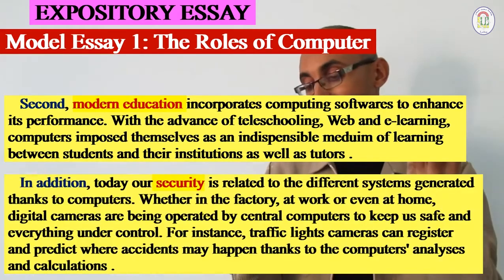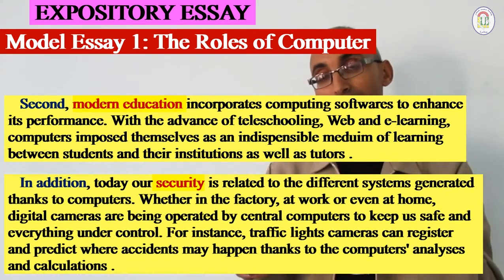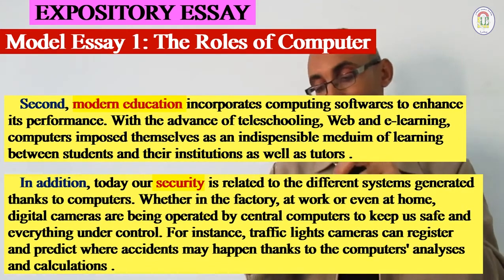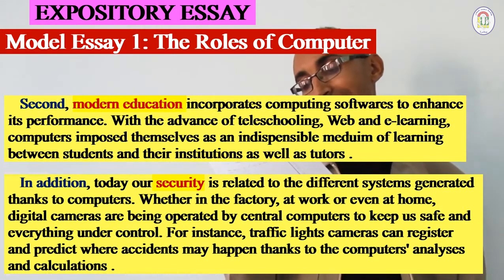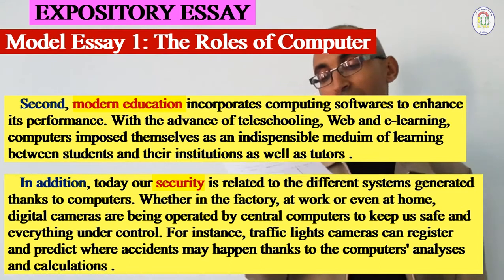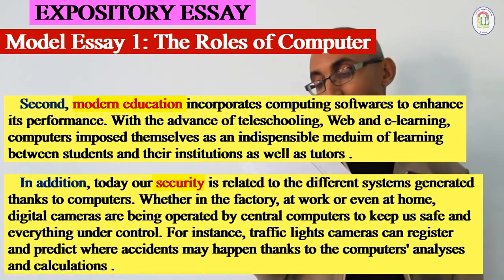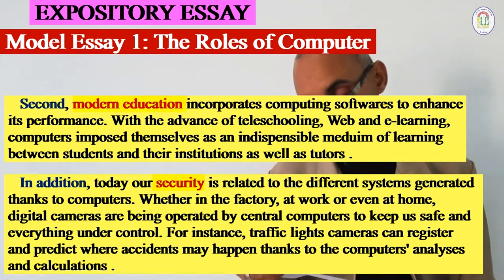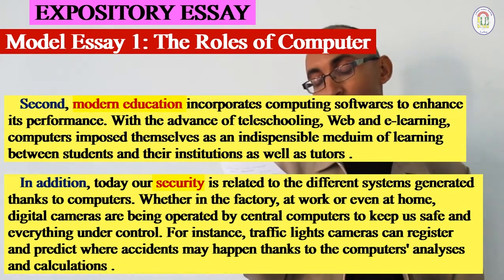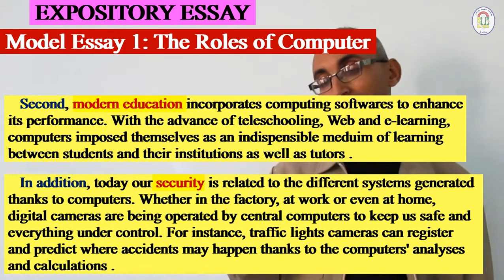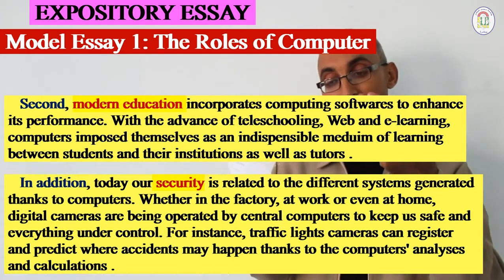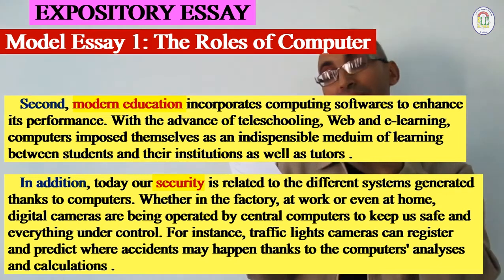In addition, our third main idea is what? Security. Computers have a role of keeping our security. How? Today, our security is related to the different systems generated thanks to computers, whether in the factory, at work, or even at home. Digital cameras managed by central computers are used to keep us under watch and safe. For instance, traffic light cameras can register and predict when accidents may happen, thanks to the computer's analysis of data and calculations. You see, three major ideas, discussing every one and looking at every paragraph.